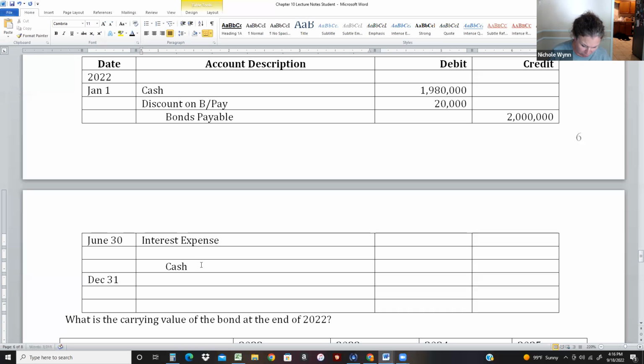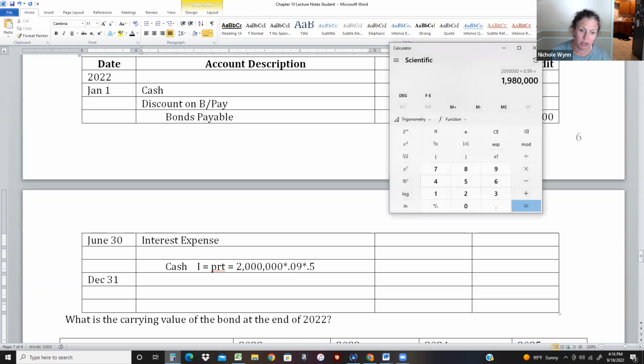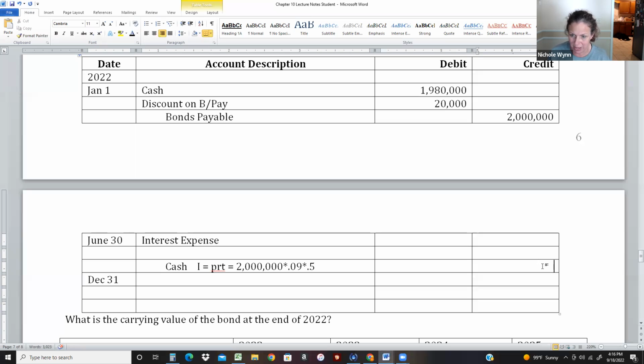So I equals PRT. And this is a $2 million bond that pays 9% interest semi-annually, half a year. So 2 million times 0.09 times 0.5, the investors are going to get $90,000. Okay. So now what we need to do though, is we need to amortize the discount.